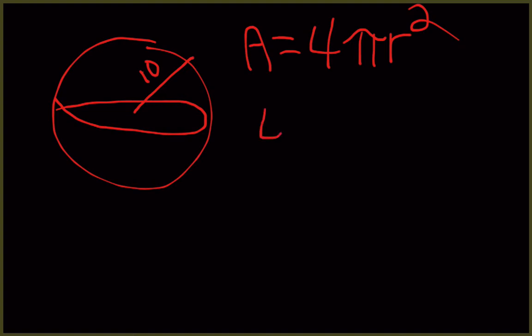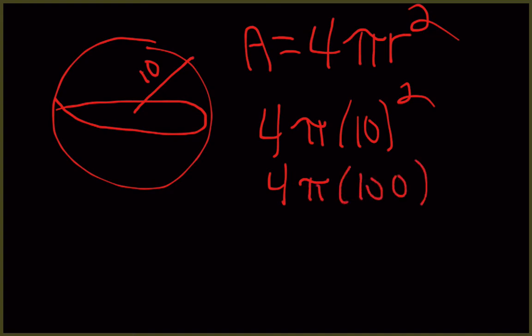Alright, so again, all we're doing is we're substituting in my radius of 10. 10 times 10 is 100. And 100 times 4 is 400 pi units squared.